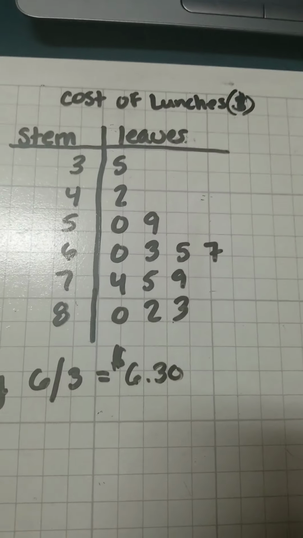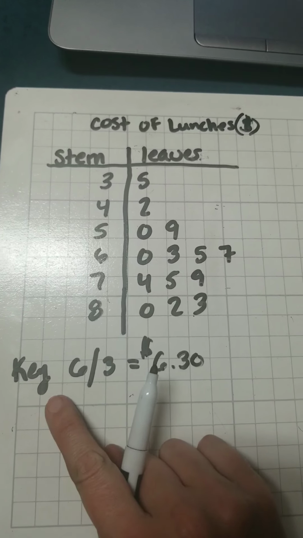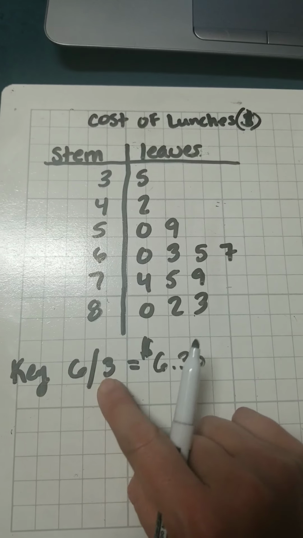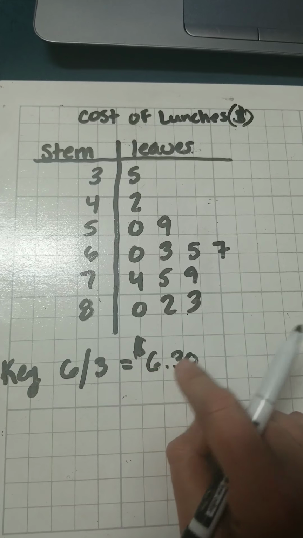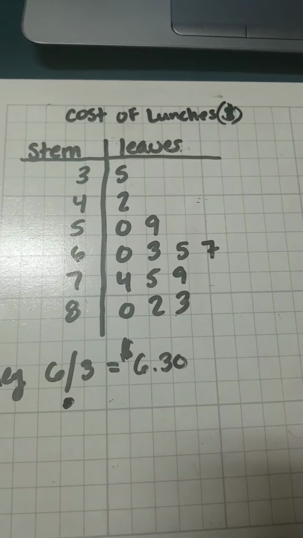Okay, so we are given this stem and leaf plot, and it's the cost of lunches in dollars. So if we look down at our key, it's 6 line 3. So that separation is equivalent to $6.30, which means that this line right here is actually a decimal point.